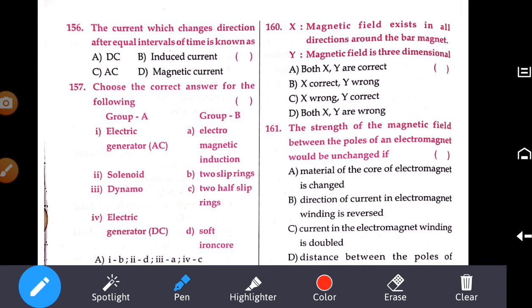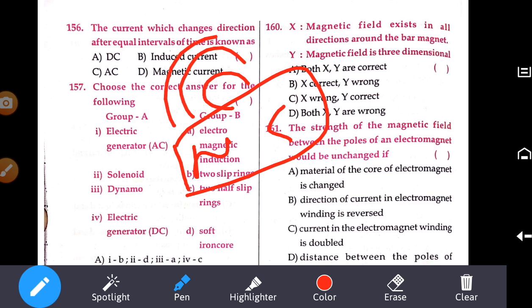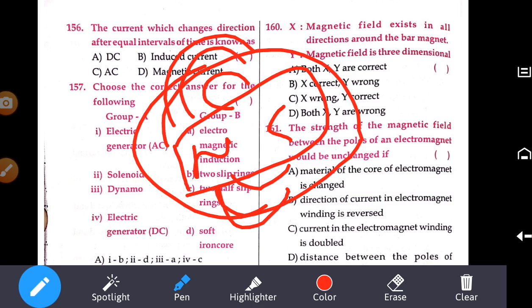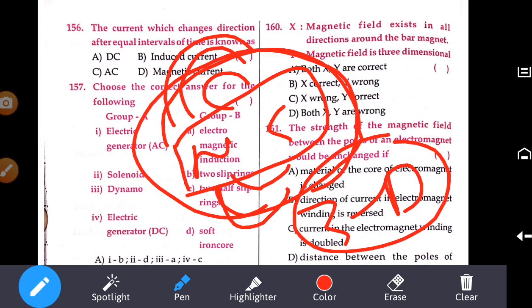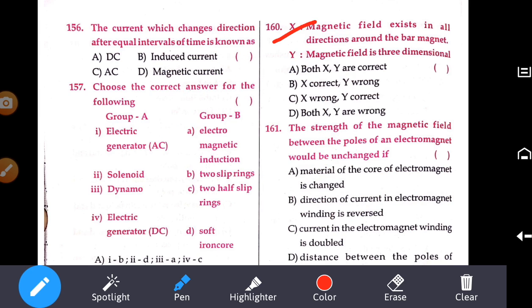Magnetic field exists in all directions around the bar magnet. Is that correct? Yes. If you take any magnet, consider a bar magnet, the magnetic field will be present surrounding the bar magnet. You can see that the magnetic field around the magnet is three-dimensional. So we can say that around the bar magnet, in all directions, the magnetic field is present. So option X is correct. What is the Y given? Magnetic field is three-dimensional. That is also correct. Just now I told. So X and Y correct means which option? Option number A. Both X and Y are correct. Let's see the next question.